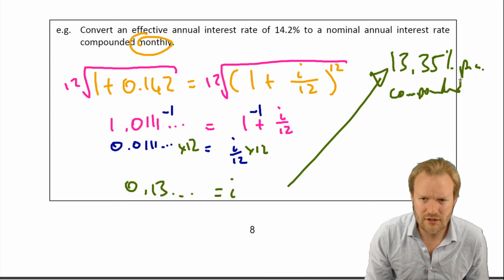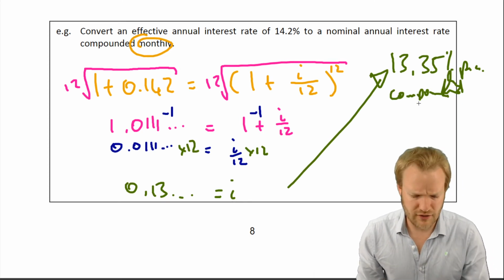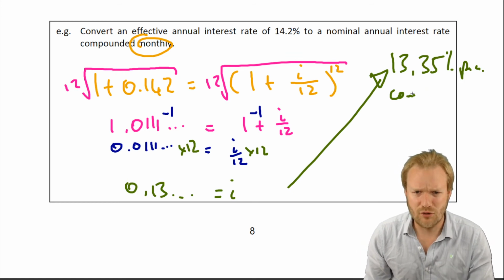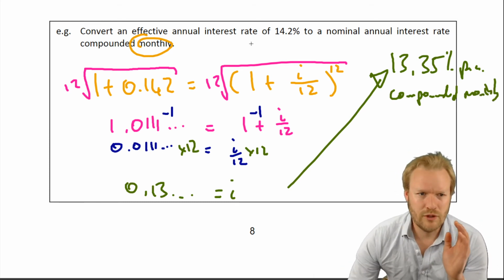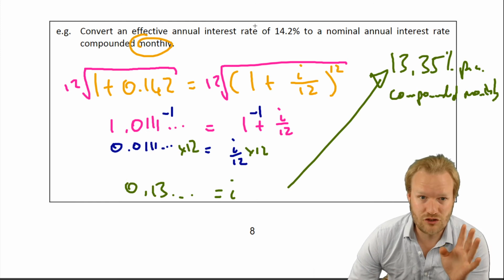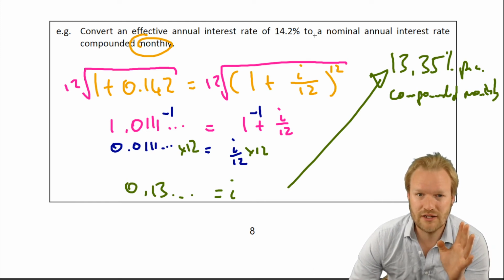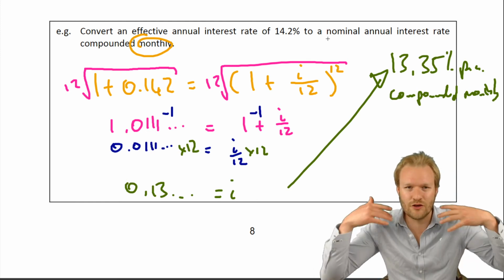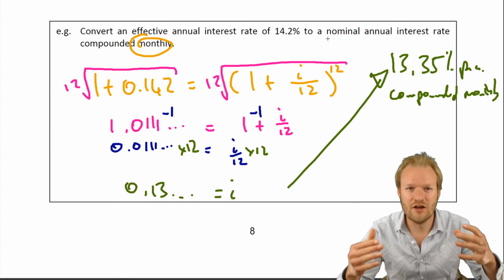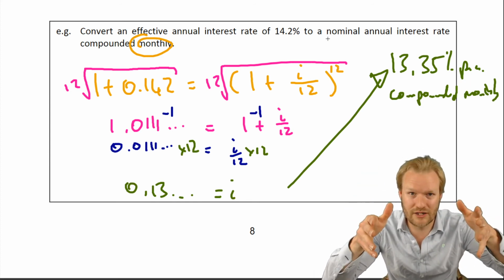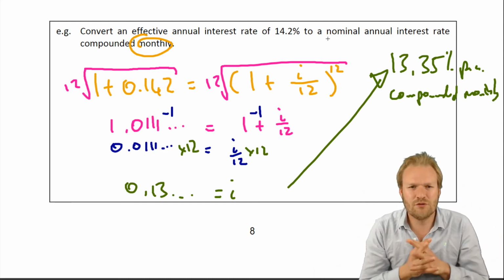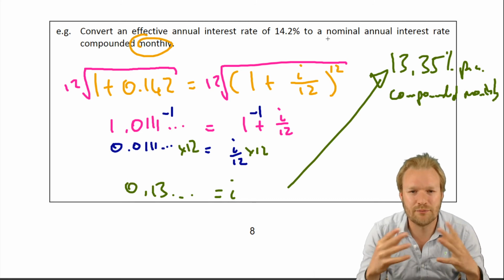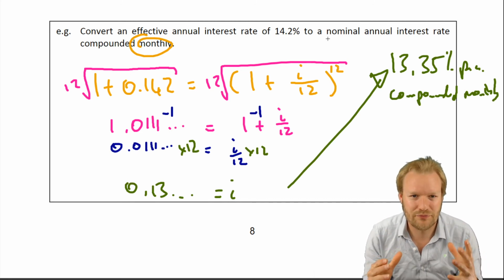Okay, so let's pause, and for the last bit of this video, we are going to see what we've done. Compounded monthly. We were given an effective interest rate of 14.2%. In other words, if you put your 100 Rand in at the beginning of the year, you would get 14 Rand 20 interest at the end of the year, because that's the effective annual interest rate. But we want to see what percentage rate that would be if you compounded monthly.